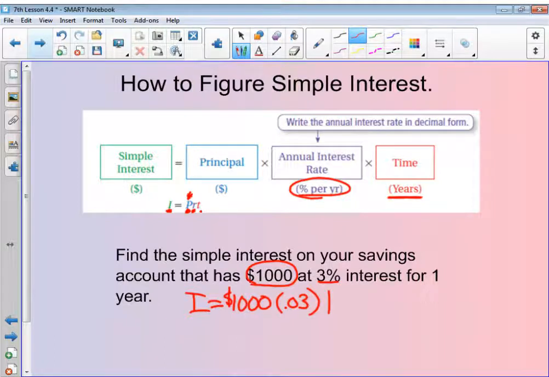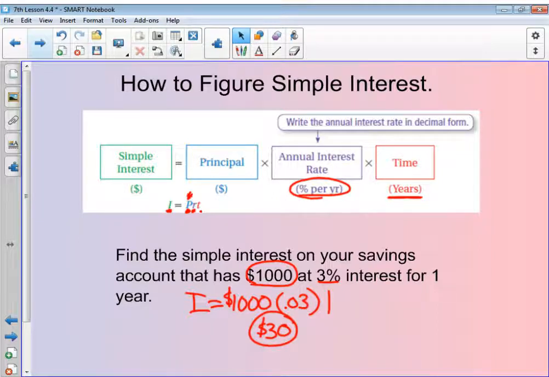And when I do that, I get $30. So I am going to earn $30 on that $1,000. So at the end of 1 year, if I haven't taken any money out, I would have $1,030 in my account because the bank is going to pay me that $30 for borrowing and using my money. So that's working with simple interest, and we're going to be practicing this quite a bit throughout this whole activity and lesson.